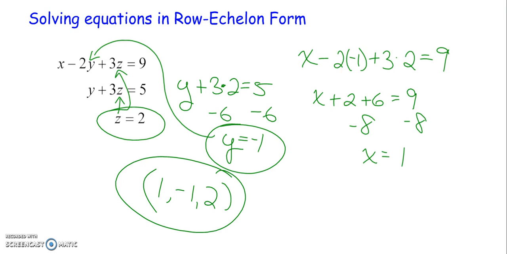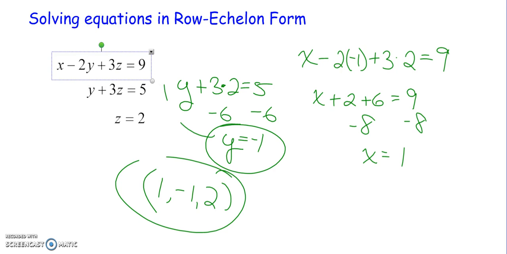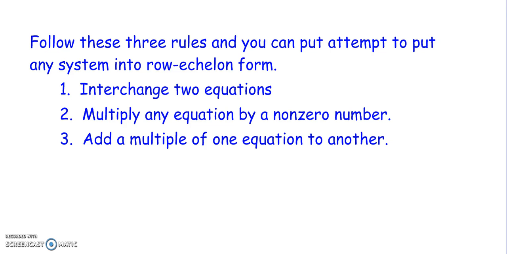Now, this problem is one of the easier ones because it was already in row echelon form, and this process that we just used is called back substitution, because we essentially started at the end and substituted backwards to get our information and eventually come up with our solution. So obviously row echelon form made it pretty straightforward to solve that system. Our goal moving forward is going to be to put systems into row echelon form, and we're going to do that by following 3 rules.